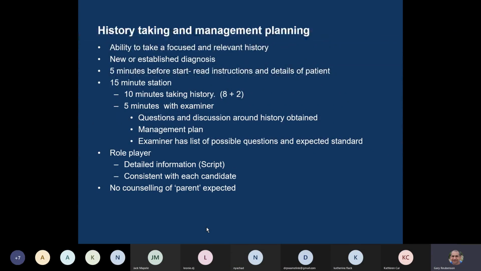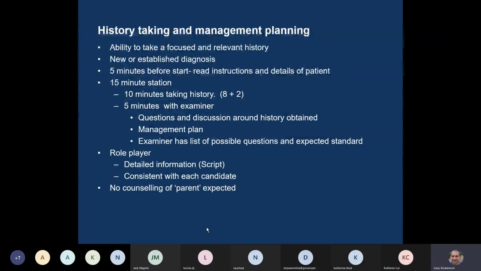It's not about how fast you can take a history. It really is about how able you are to elicit relevant information, to interpret that information, to show that you've got a structured approach to history taking. And often, as part of the questioning, they'll say, okay, you didn't have enough time to do everything. What else would you have liked to ask if you'd had more time available? And that'll be part of the discussion.